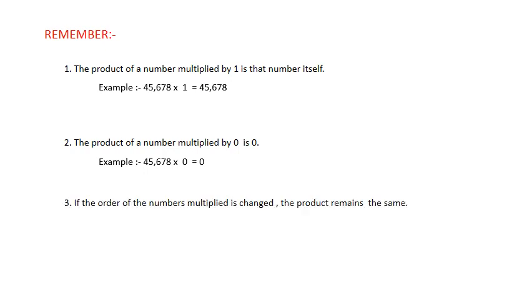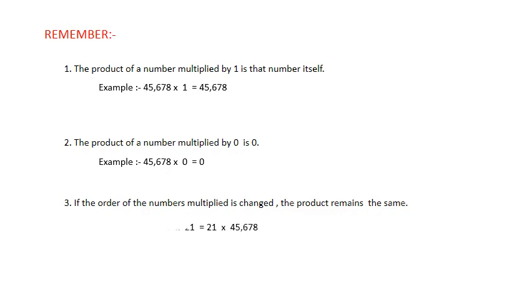Let's come to the third one. If the order of the numbers multiplied is changed, then the product remains the same. Let's take one simple example. If I take 2 into 3, what is the answer? Student: 2 into 3, 6. Now I'll take 3 into 2. 3 into 2 answer is also 6. Here I have changed the order, 2 into 3 and 3 into 2, but though the order is changed, the product always remains the same.